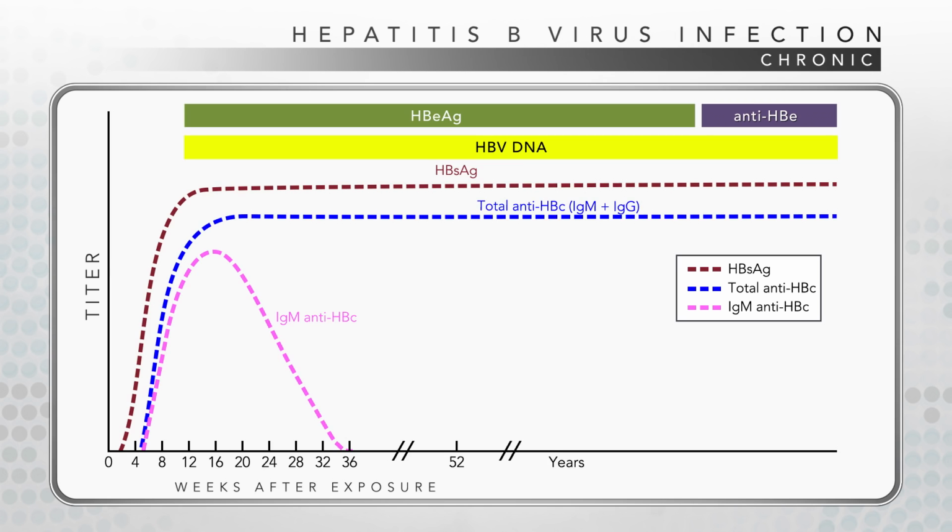Chronic HBV infection is diagnosed when a patient has a positive serologic test result for either HBsAg or HBeAg or HBV DNA on at least 2 separate samples 6 months apart, or when a patient has a positive test for any one of these on a single sample and has a negative test for IgM anti-HBc.